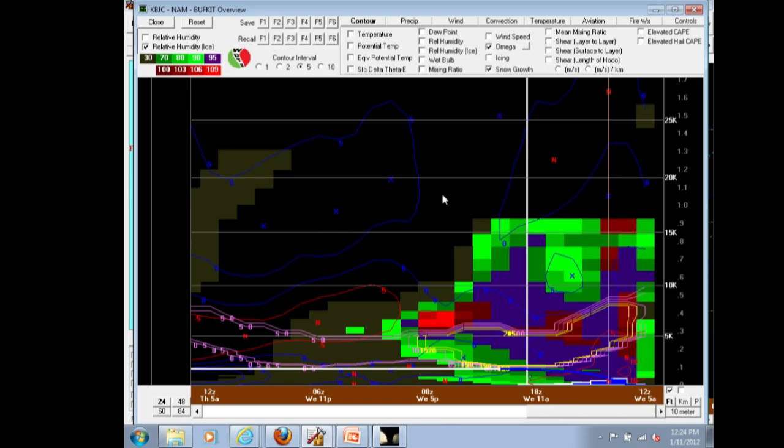Let's see. I have another question in the back. Can you show us again in BUFKIT where we would be able to see the difference between dendrites and needle growth? I kind of missed that. The question being dendrites and needles, and where is that, and how do you know?